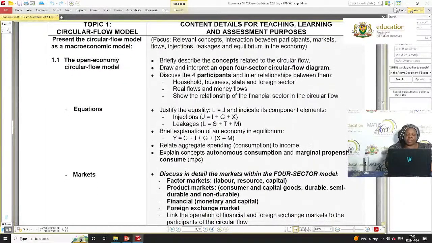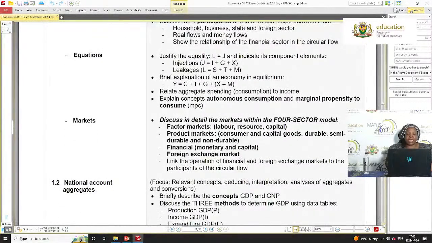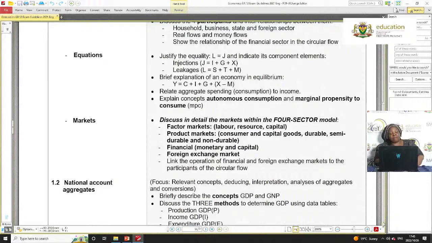I'm not going to spend time on this, but I want you to understand what I mean when I say your examination guideline should be, at this point in time, your checklist. You must be able to check everything that has been done there. For example, you have here, discuss in detail the markets within the four-sector model. And as soon as you see discuss in detail, by now you should know that you are faced with an essay. So when that happens, you must know what we mean by factor market, product market, durable goods market, financial market, as well as foreign exchange market. And so you go on.